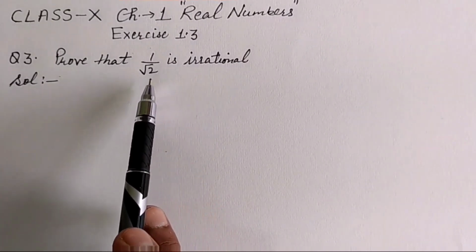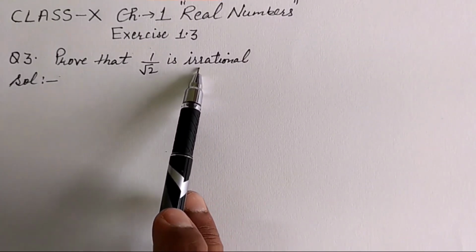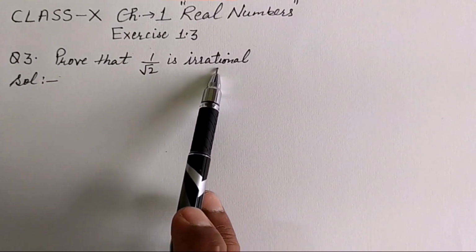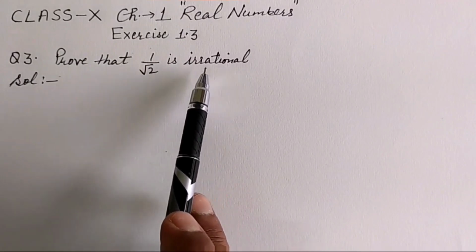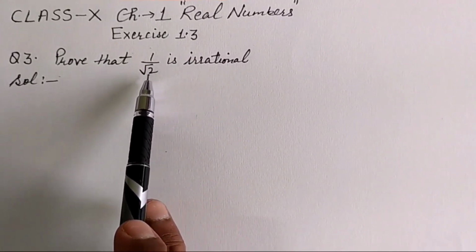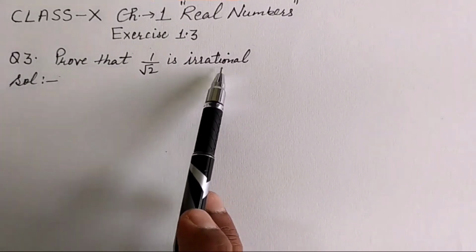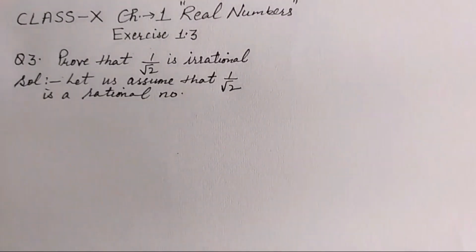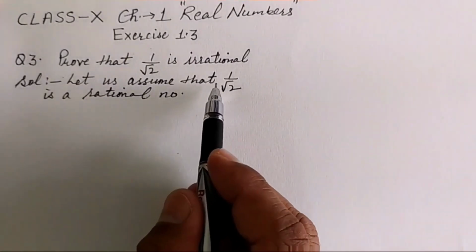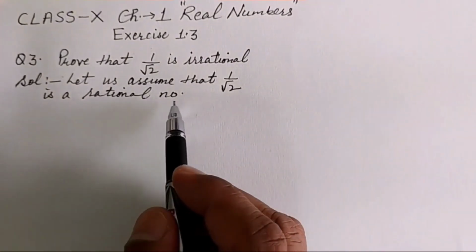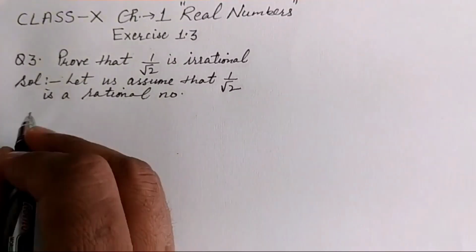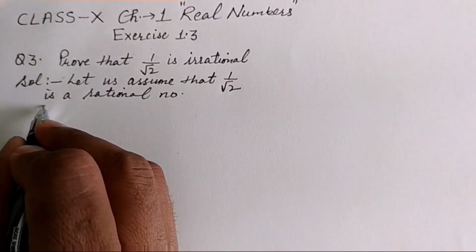So contrary means whatever is the situation given, we will assume opposite of that. We have to prove that this is an irrational number. First of all, we'll assume to the contrary that it is a rational number, and then we'll start the question. So let us assume that 1 by root 2 is a rational number. Now, if it is a rational number, then this might be written in the form of P over Q.